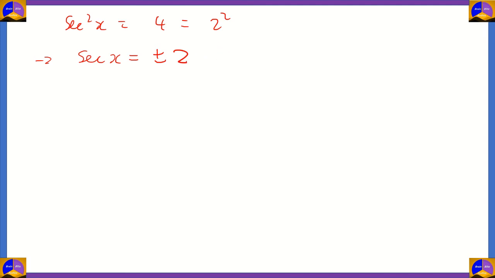So when sec x equals plus or minus 2, that implies that x equals pi by 3, 2 pi by 3, 4 pi by 3, and so on. Because sec of pi by 3 or 2 pi by 3 or 4 pi by 3 for that matter will be equal to 2. I mean, for 2 pi by 3 it will have a minus, but for pi by 3 it will have a plus.